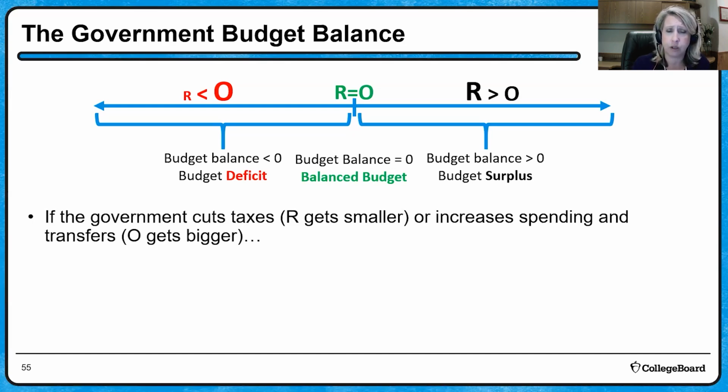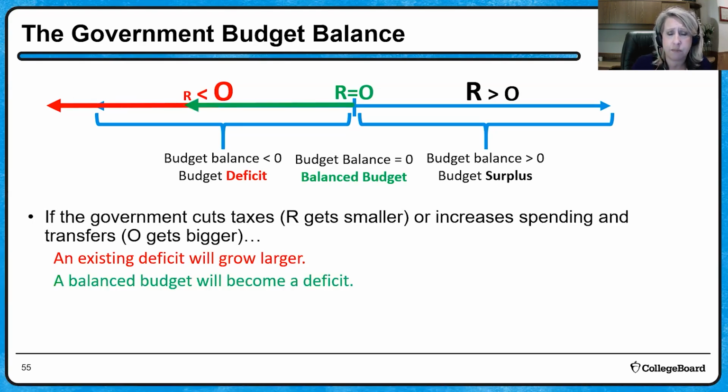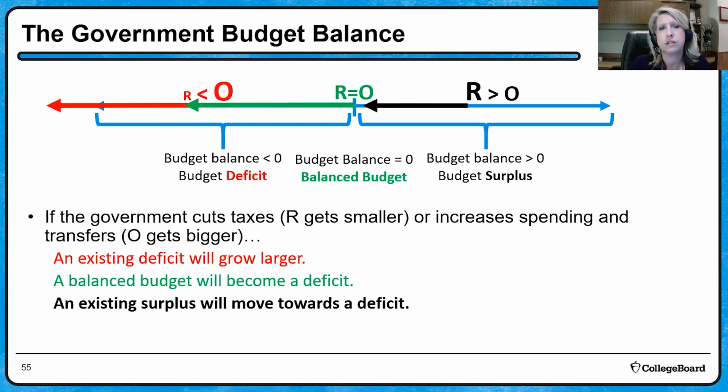So look at that number line. If R gets smaller and O gets bigger, we're moving towards a deficit. If we're already in a deficit, an existing deficit will get bigger. If we're starting with a balanced budget, we're going to move into a deficit. And if we're starting at a surplus, we're going to move towards a deficit.